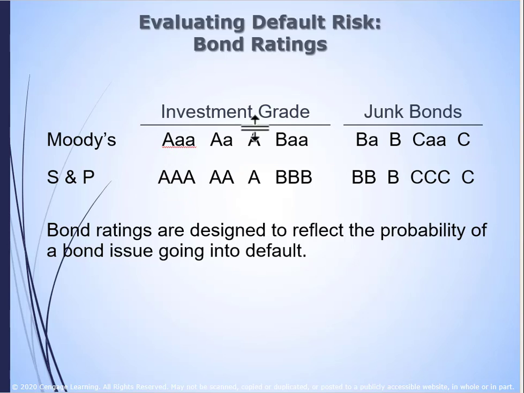So we refer to these as investment grade bonds. These are the least likely to default, and AAA is the safest of all of that debt. Now, as you move down the scale, we get to riskier and riskier debt. Once you get to a certain point, we start referring to these as junk bonds. These are extremely high risk investments.